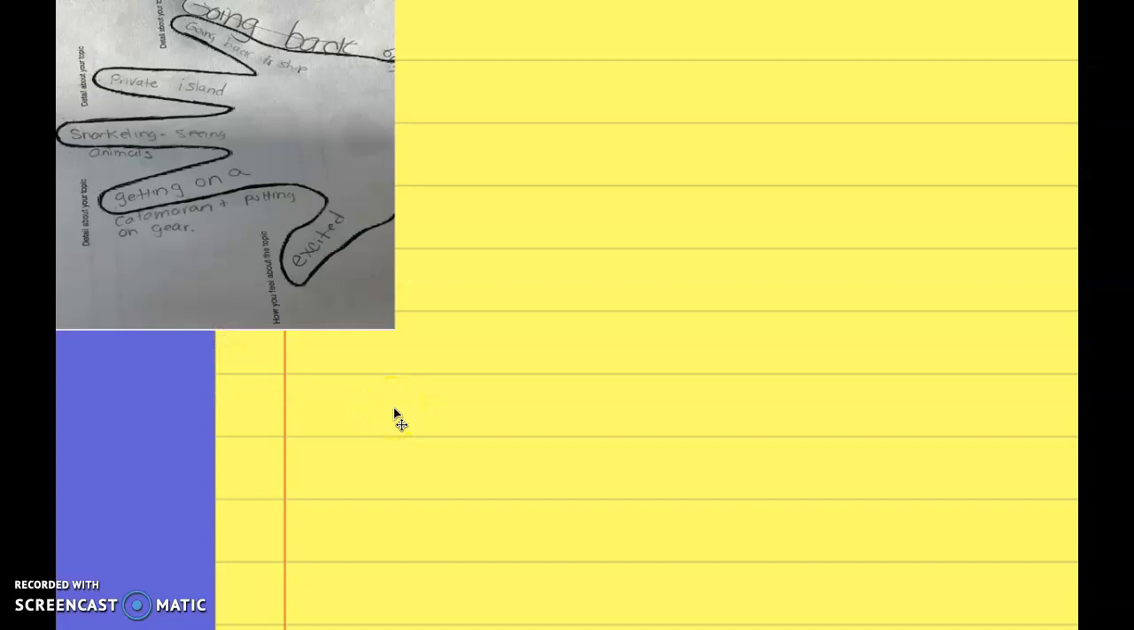Okay, so this is where if you have some blank paper at home, that would be great. If you don't, then I guess you could type on Seesaw, but I would prefer that you did this on paper. It can be any paper. It does not have to be lined. And I will send you a picture of your plan.